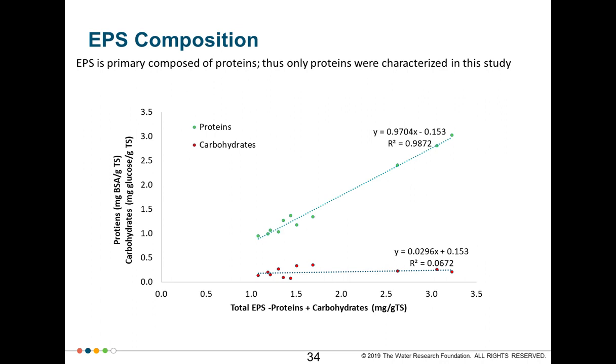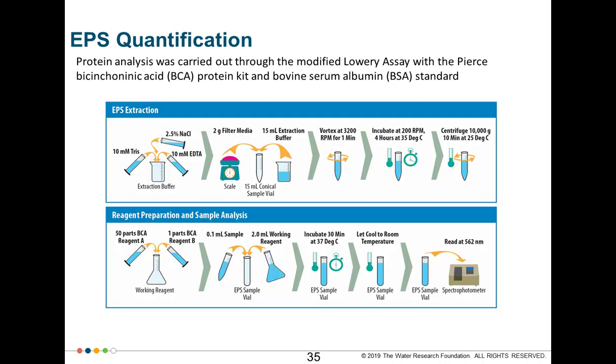During our method refinement stage of the project, we did look at the protein to carbohydrate fraction of EPS, and we found the same result. This is data from 5 different utilities that were part of the study. They were all full-scale biofiltration processes, and so what we saw was that the relative fraction of protein was still quite a bit higher than carbohydrates. So we decided to focus solely on protein measurements for characterizing EPS in our study.